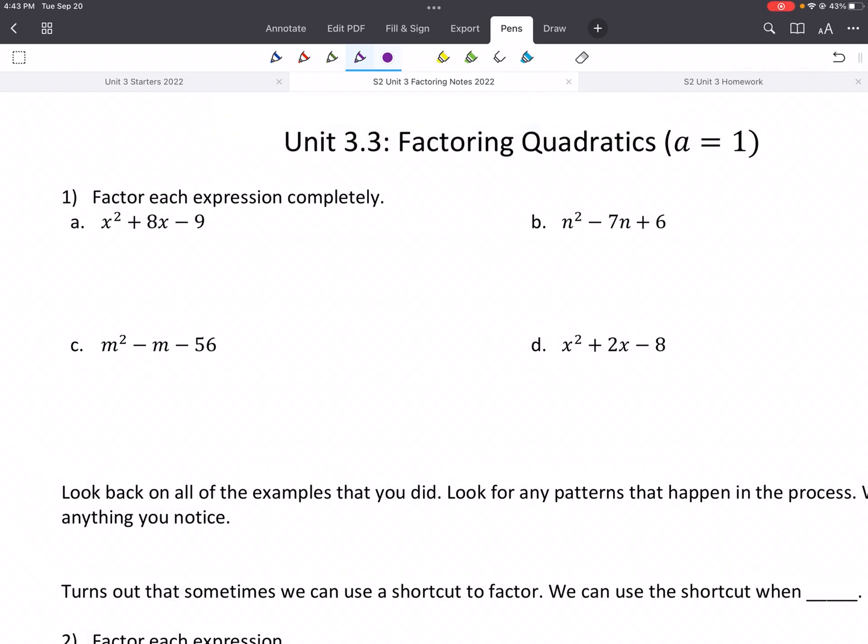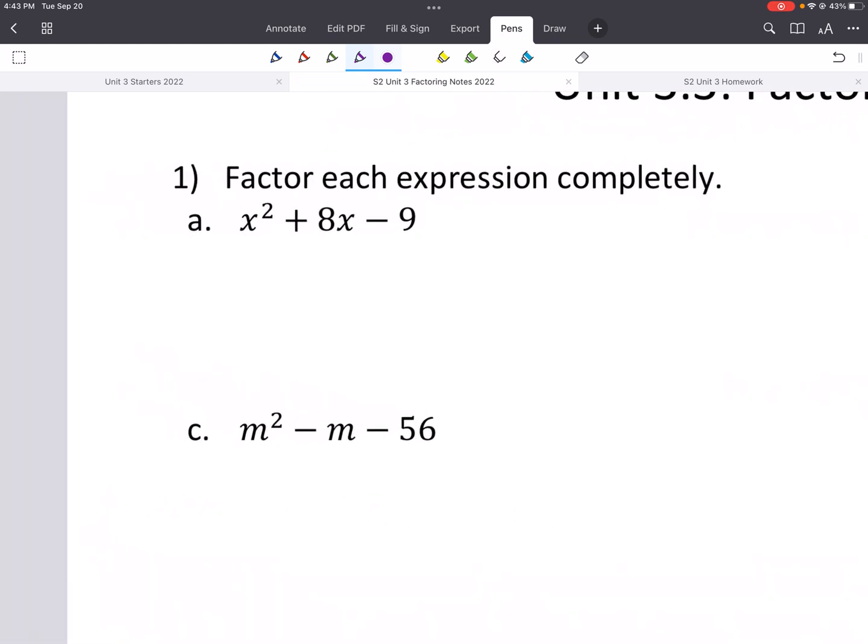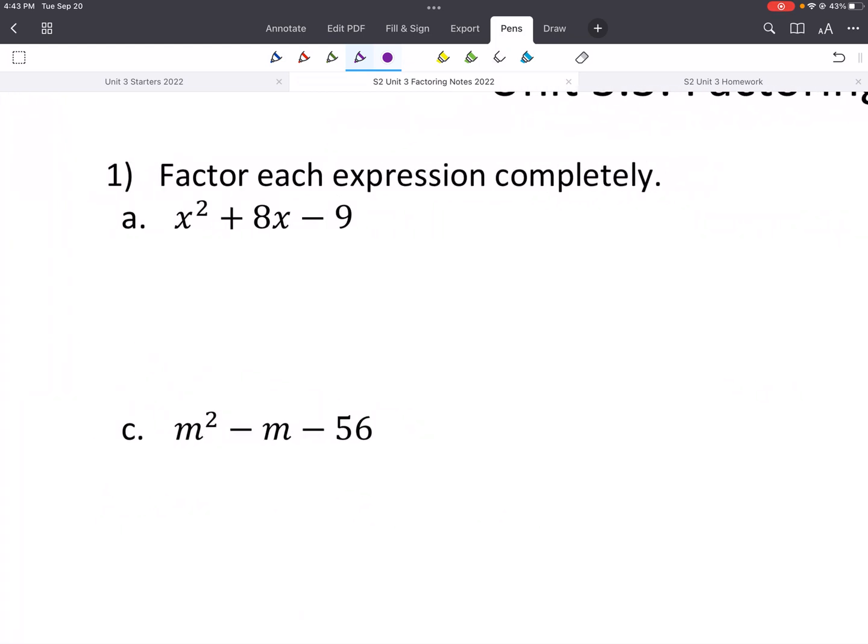All right, everybody, this is Unit 3.3, Factoring Quadratics when A is 1. We'll talk about A, maybe we'll come back to that in a second. What I want you to do first is do what we did in 3.2. We want to use glasses, and a box if you need to, to find our two binomials. I'll get you started with A, and then if you could, pause and do the other ones.